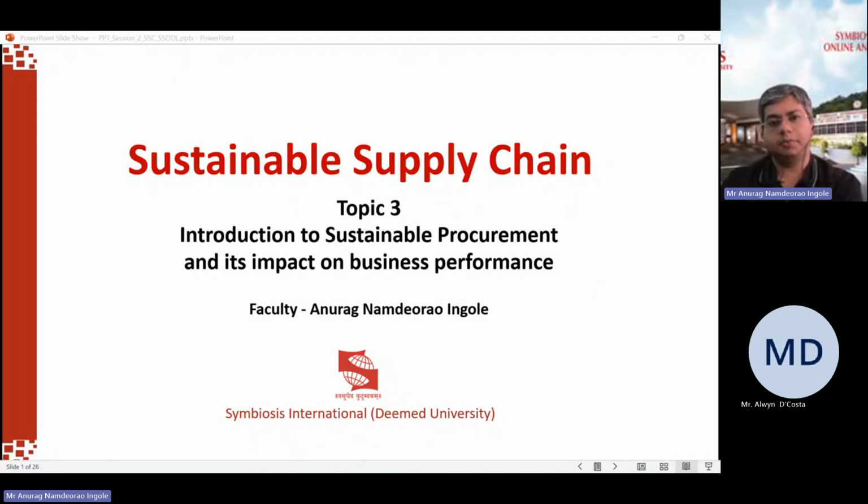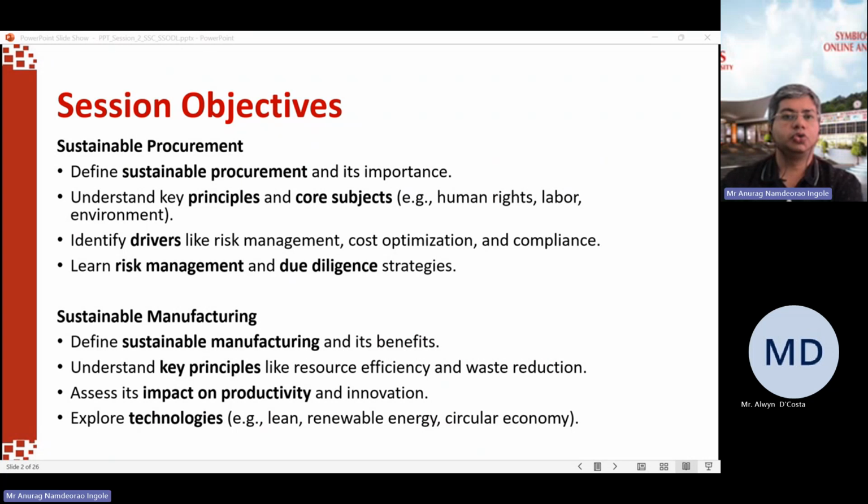The first topic that we will discuss today is topic 3, Introduction to Sustainable Procurement and its impact on business performance. The session objectives today comprise both sustainable procurement and sustainable manufacturing, the two functions that we will discuss. Under sustainable procurement, we will define sustainable procurement and its importance. We'll understand some key principles, identify drivers like risk management, cost optimization, and compliance, and learn about risk management and due diligence strategies.